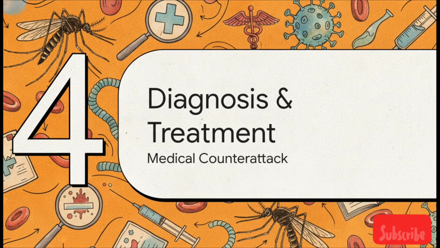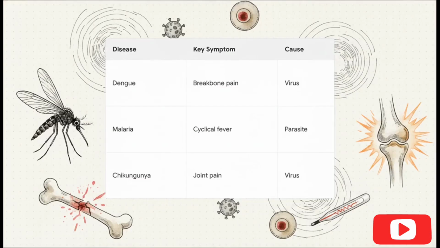Let's transition into Section 4, diagnosis and treatment. First off, doctors have to make sure what they're looking at is actually dengue. In a lot of tropical regions, patients come in with a fever, and honestly, it could be a number of things. So clinicians use differential diagnosis.